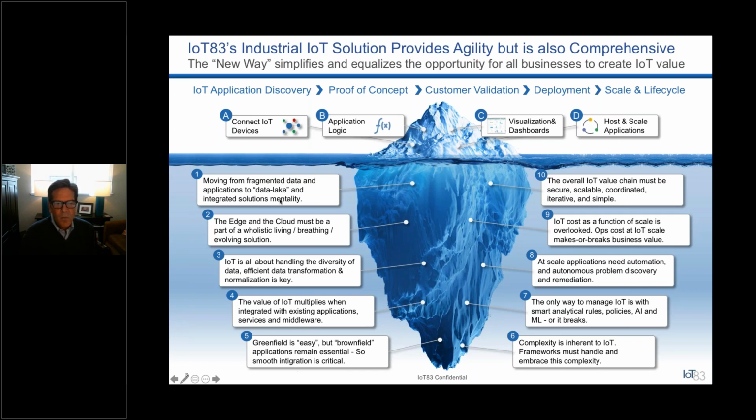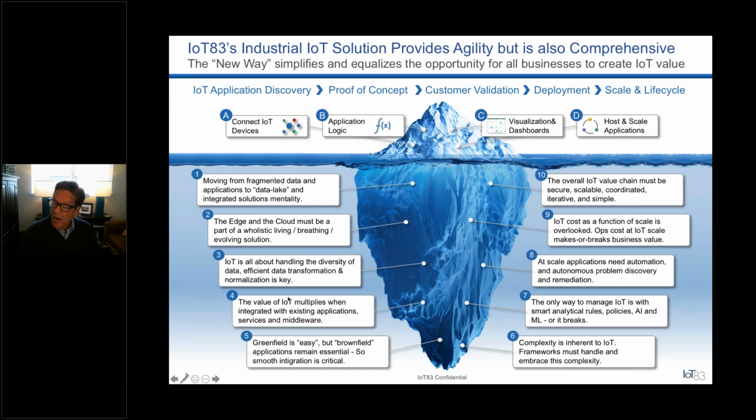Fragmented data, and how do you bring all of this data together? Making sure that your edge and your cloud are part of a coherent strategy as you move forward with your OEM solutions or your customer solutions. Handling the diversity of data. How do you transform the data? How do you bring all the data, and we're going to talk more about this, into a uniform and easily manageable format and data lake?